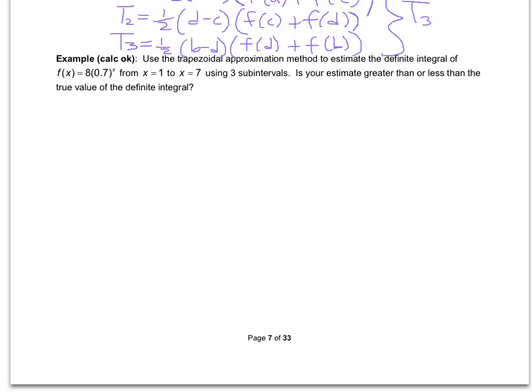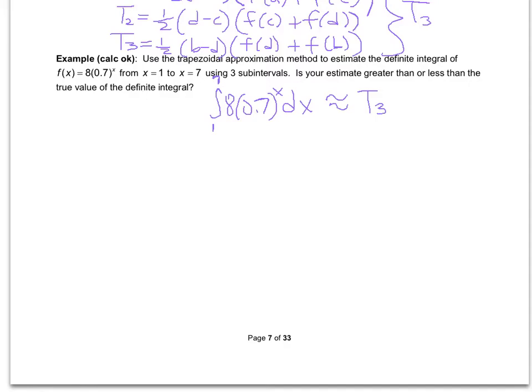So the first thing I'm going to do is put all of those words into notation. We're approximating a definite integral. So here's our definite integral, and we want to use the bounds. The left limit is going to be x equals 1. The upper bound, or the right limit, is going to be x equals 7. Our integrand is the function f of x, and we're integrating with respect to x.